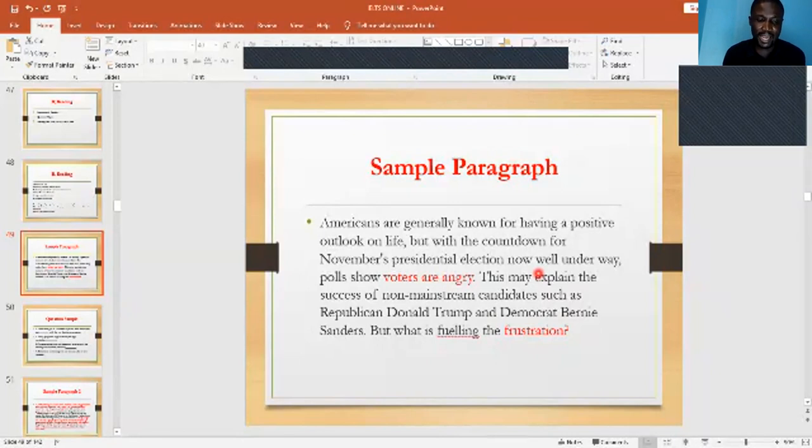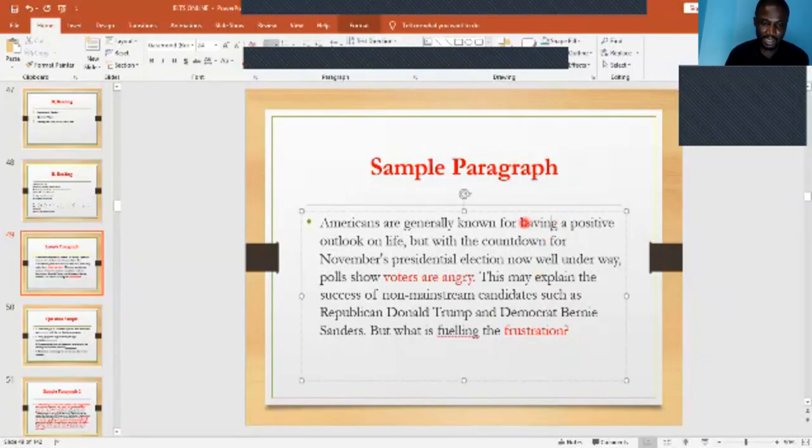I've been able to highlight some key things. Okay, then let me highlight another part. Have a positive outlook towards life. Okay, one thing you note about this word is that it's showing a mood. Okay, so this paragraph is particularly talking about the mood of Americans.